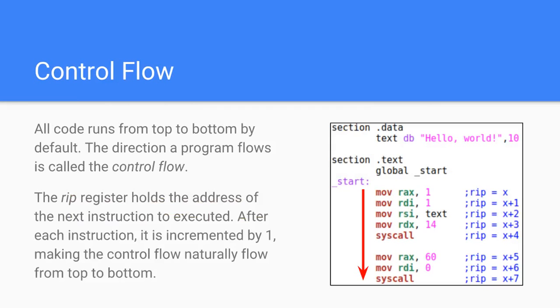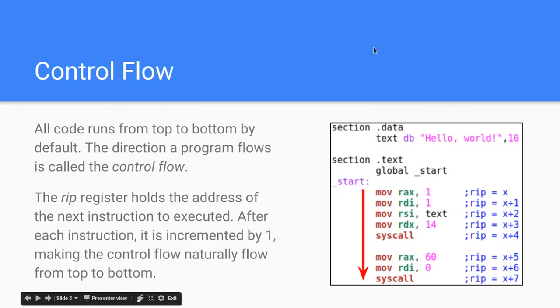So what is the control flow? All code runs from top to bottom by default. The direction a program flows is called the control flow. The RIP register holds the address of the next instruction to be executed. After each instruction is executed, it is incremented by 1, making the control flow naturally flow from top to bottom.